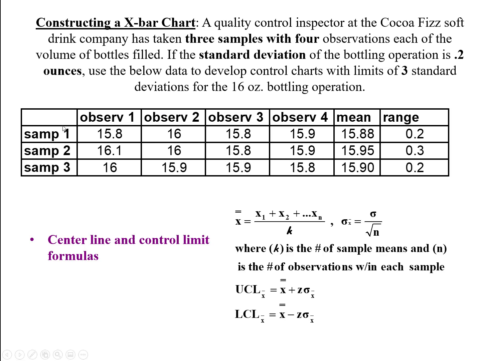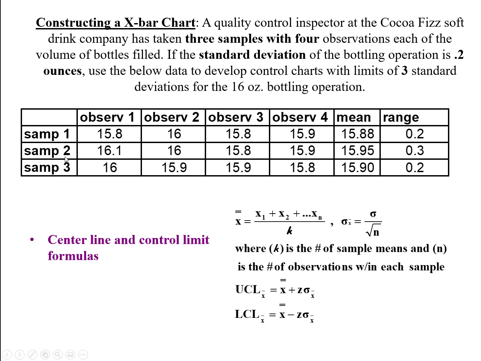So sample 1, from the first observation, he just checked, because they claim that in each bottle, with limit of 3 standard deviation for the 16 ounce, there is 16 ounce of liquid or drink in each bottle. So when they check, they measure 15.8. In the second observation, it was exactly 16. In the third observation, it was 15.8. In the fourth observation, it was 15.9.